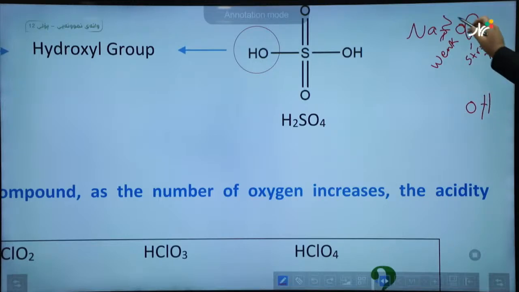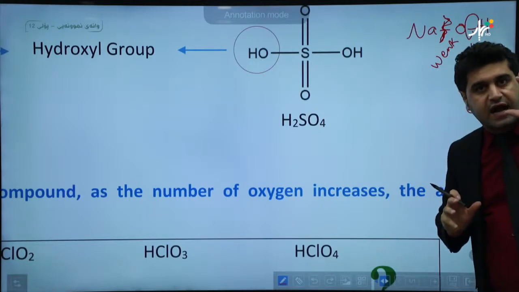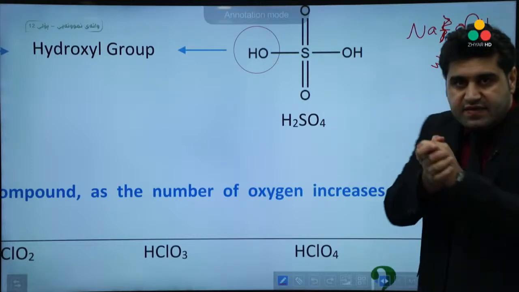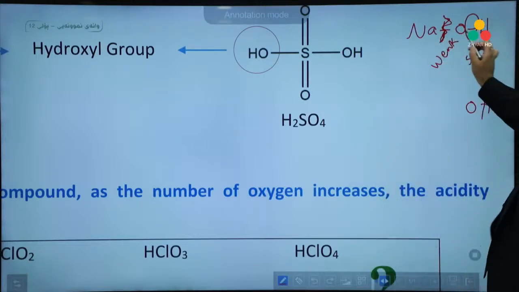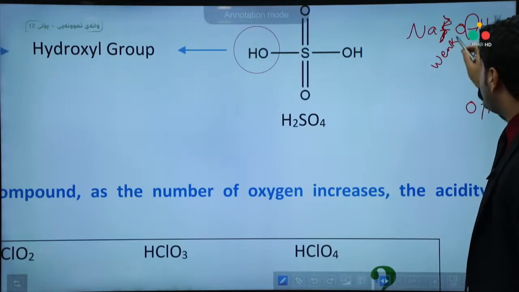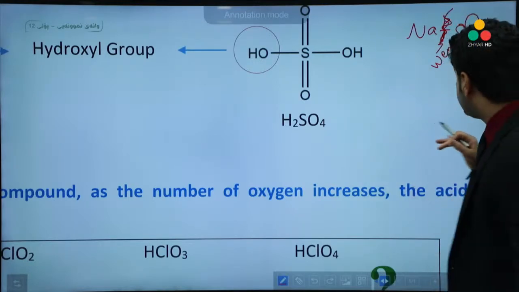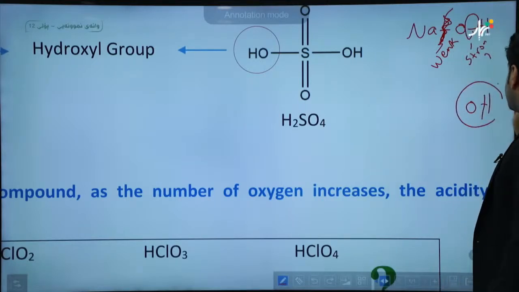Because the bond will break in here, not in here. Why? Because the bond between hydrogen and oxygen is strong. They can stay together. But about the O and Na, no, it's so weak, so it can break easily. That's why we get OH negative.